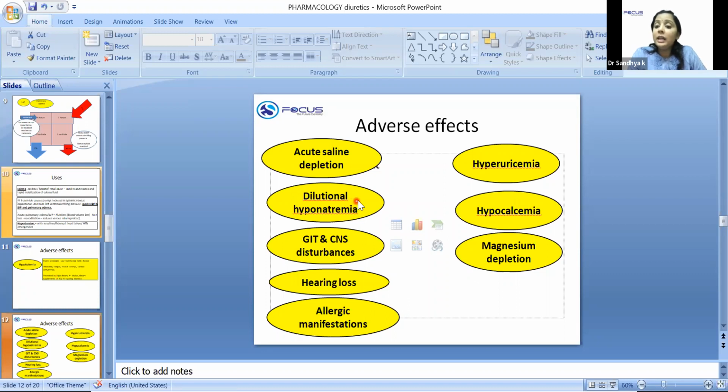Another adverse effect is dilutional hyponatremia. What is dilutional hyponatremia? We know furosemide removes a large amount of fluid from the body. If it is given properly, it will remove the excess fluid from the body. But if furosemide is given in large dose for long duration, it will remove a large amount of water from the extracellular fluid. Because of less fluid, it will cause dilutional hyponatremia, or that is a false feeling that fluid is less.